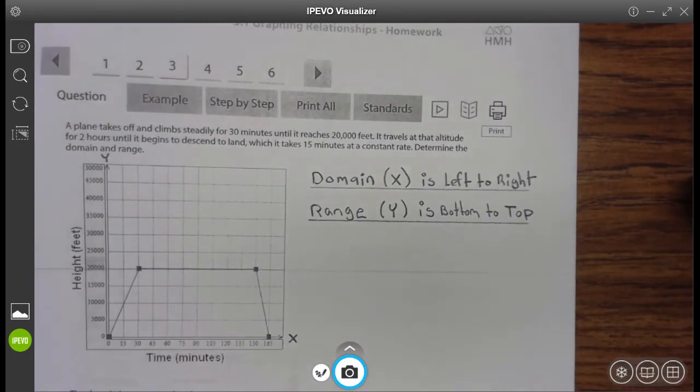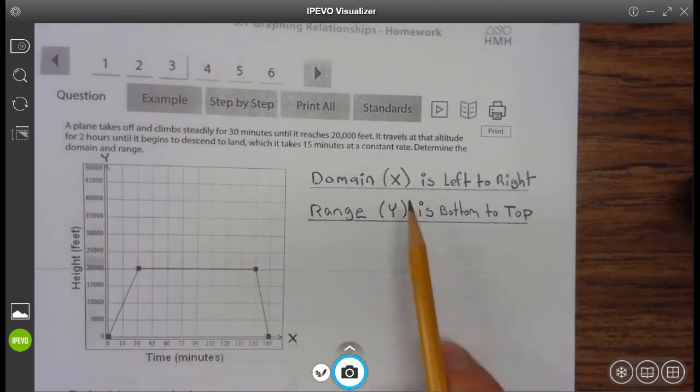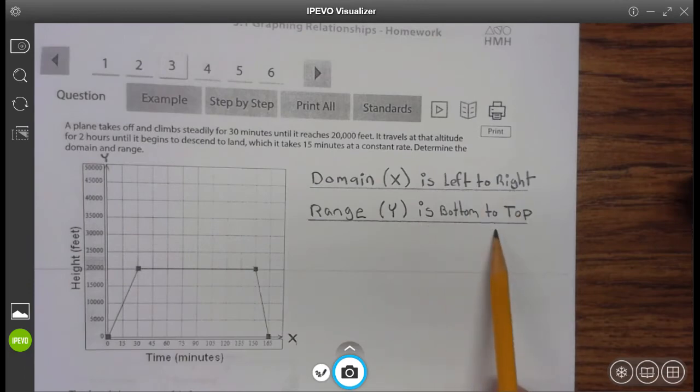All right, a plane takes off and climbs steadily for 30 minutes until it reaches 20,000 feet. It travels at that altitude for 2 hours until it begins to descend, which takes 15 minutes at a constant rate. Determine the domain and range. Now, domain is x, which is here, and range is y, which is here. Domain is from left to right, and range is from bottom to top.